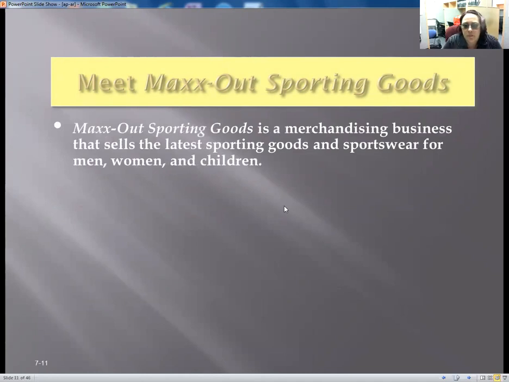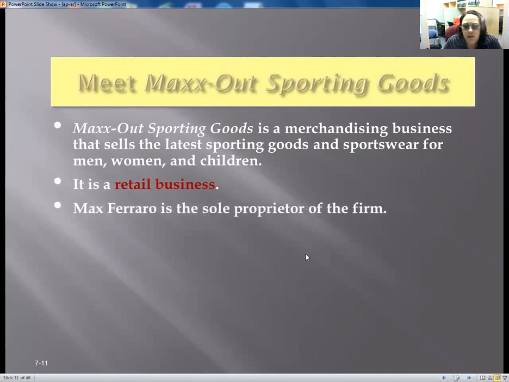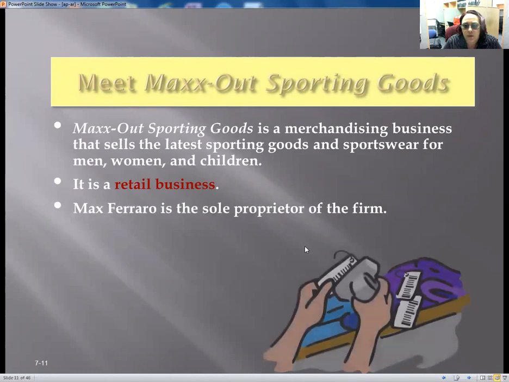Okay, we're going to meet Max Out Sporting Goods. It's a merchandising business that sells the latest sporting goods and sportswear for men, women, and children. It is a retail business. Max Farrell is a sole proprietor of the firm.